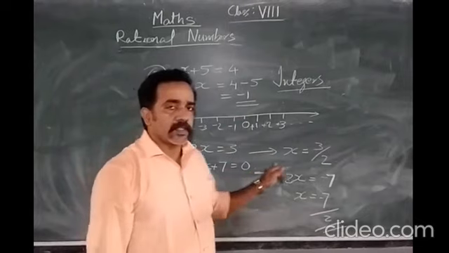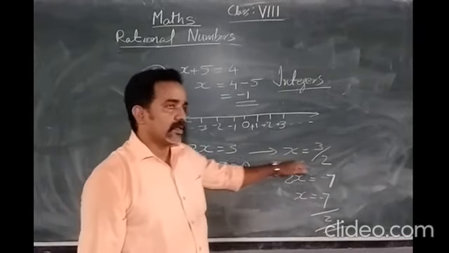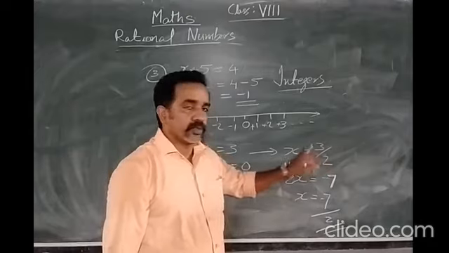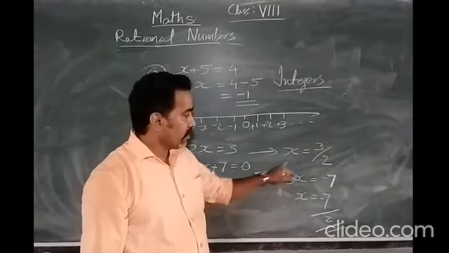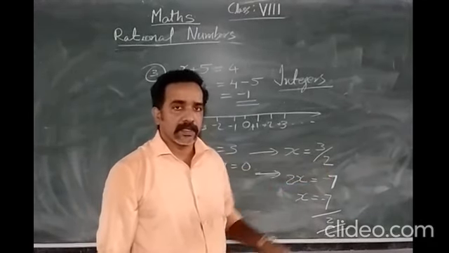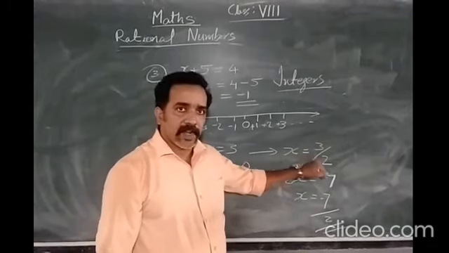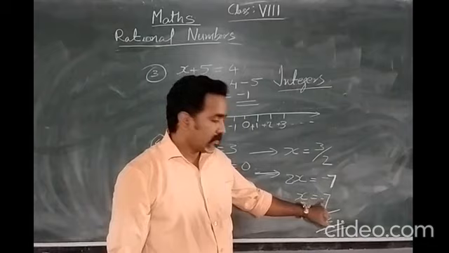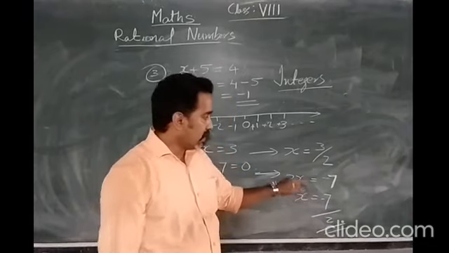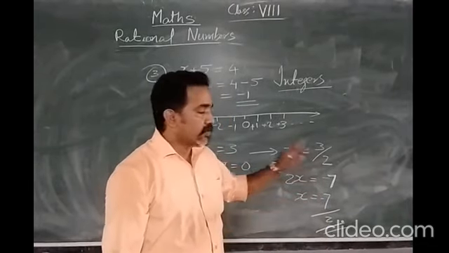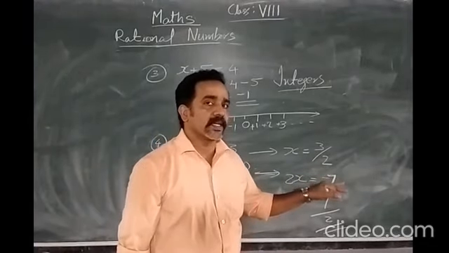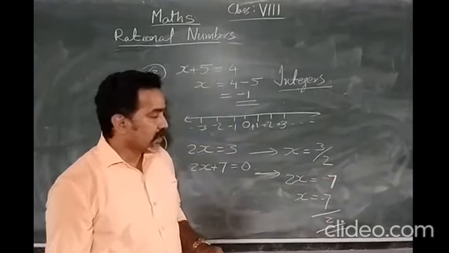So look at these two examples. Whenever we are solving this equation, what is the result? The first case, it is 3 by 2. Is it an integer? No, it is not an integer. It is a fractional number. And the second one, is it an integer? It is not a whole number. It is not an integer. But it is a fraction. You already studied fractions in lower classes.